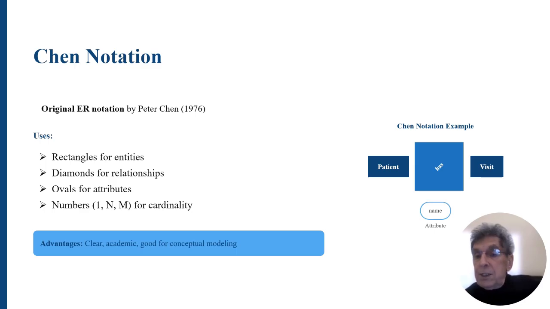Chen notation is explicit and educational. Everything has its own shape, so it's easy to identify what's what. This makes it excellent for teaching and for conceptual modeling, where you want maximum clarity. The downside is space. With separate ovals for every attribute and diamonds for every relationship, diagrams get large quickly. A complex database in Chen notation can sprawl across multiple pages. You'll often see Chen notation in textbooks and academic settings. It's the proper way to draw ER diagrams if you're learning the theory.